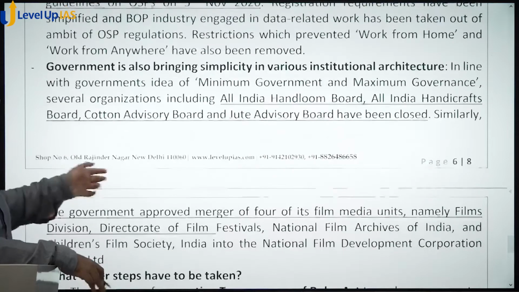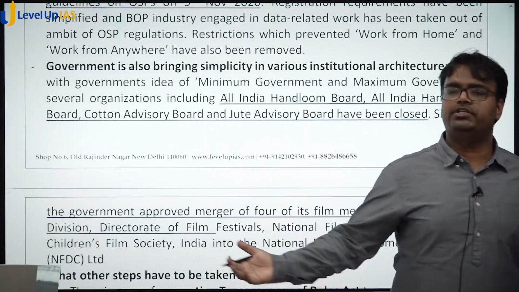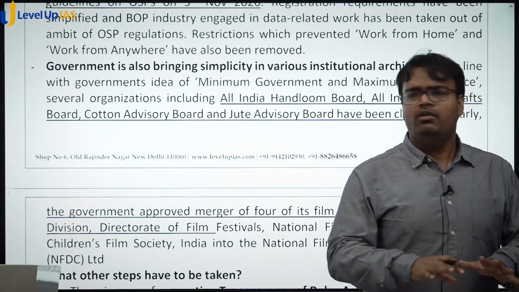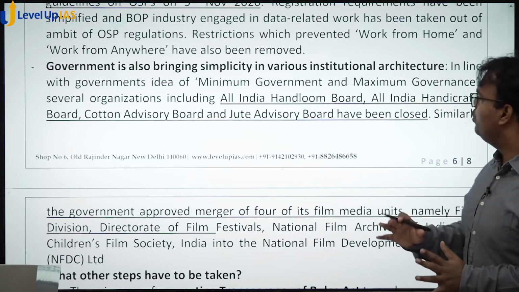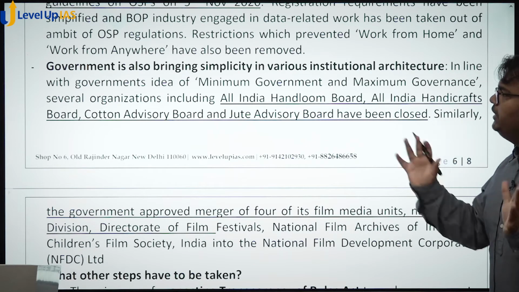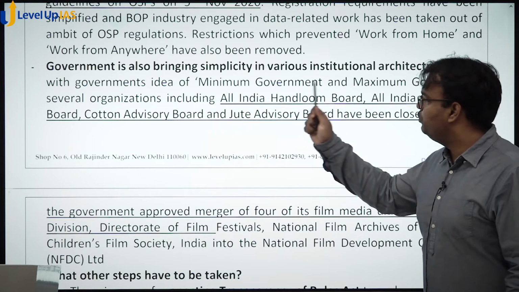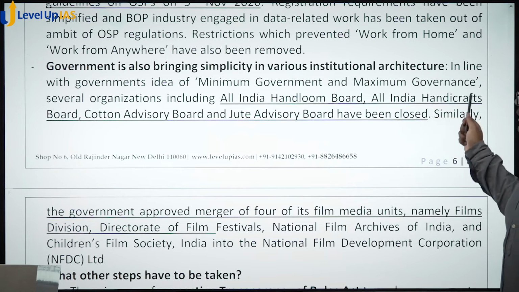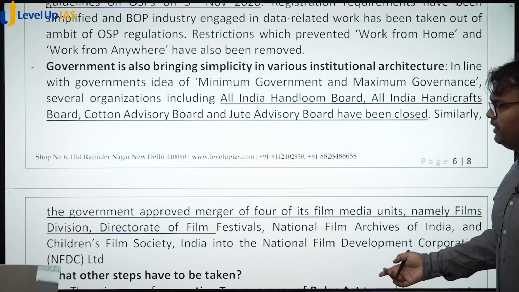Further, in institutional architecture also, there were a number of autonomous institutions that exist in India, which adds to the overall complexity in the institutional architecture of government. A number of those institutions have been done away with. In line with the idea of minimum government and maximum governance, a number of organizations including All India Handloom Board, All India Handicraft Board, Cotton Advisory Board, Jute Advisory Board, all these have been done away with.